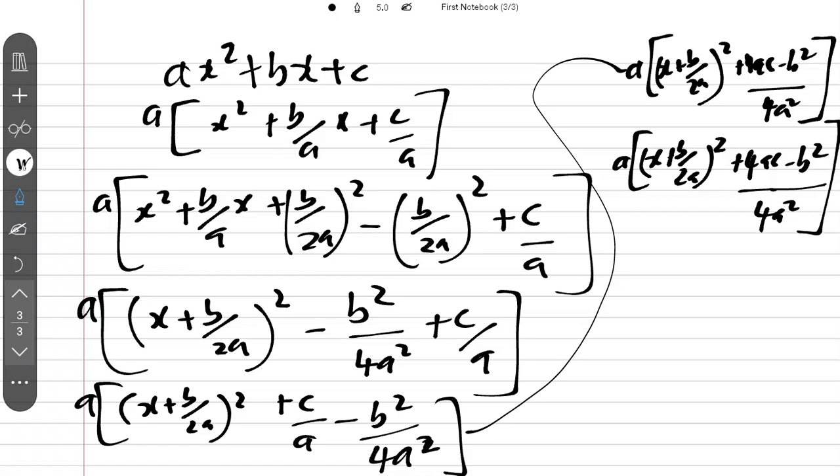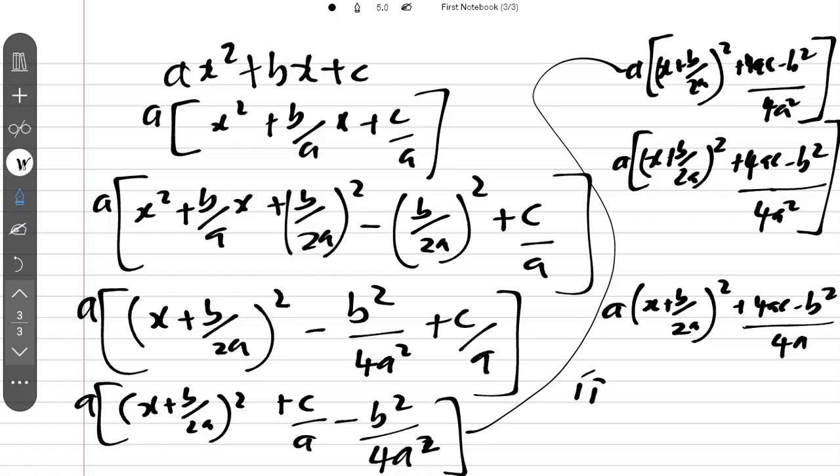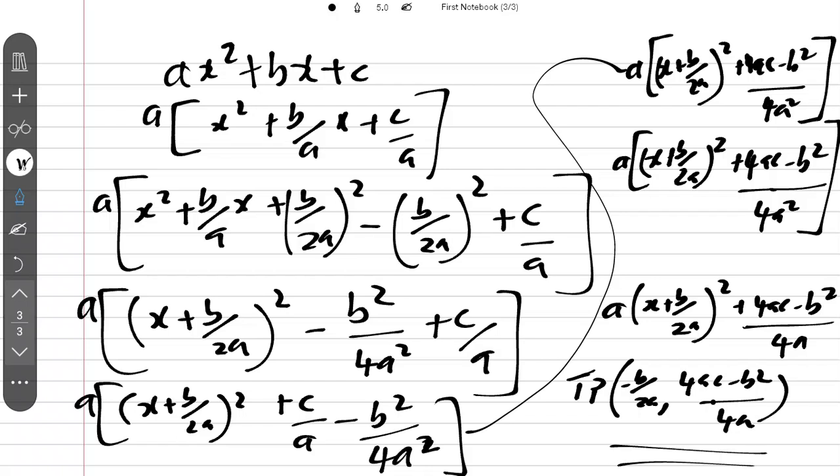Now I want to get rid of this bracket, so I'm going to multiply throughout by a. When I multiply throughout by a, I'll have a x plus b over 2a squared plus 4ac minus b squared over 4a. Here I have my turning point: negative b over 2a as well as 4ac minus b squared over 4a. This is my turning point, and that is what you do whenever you are completing the square for a quadratic function.